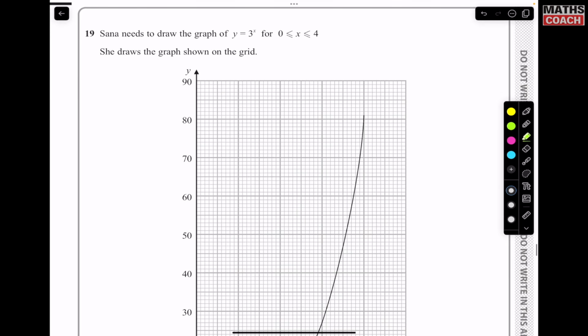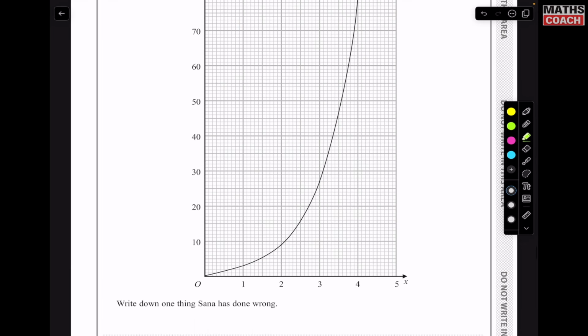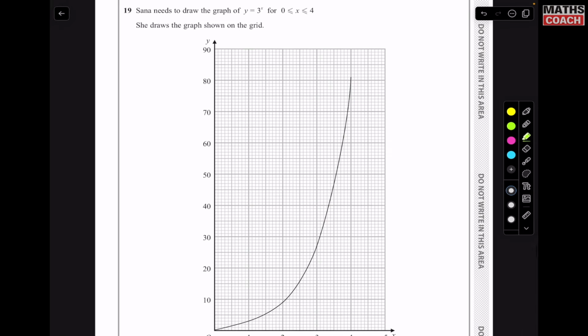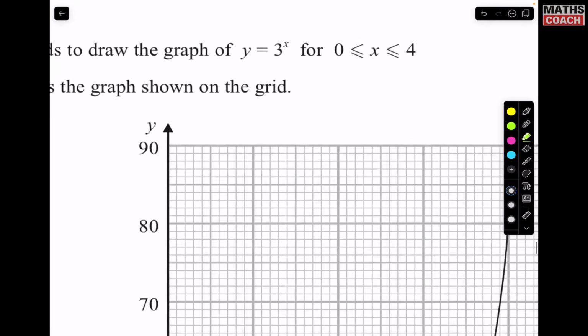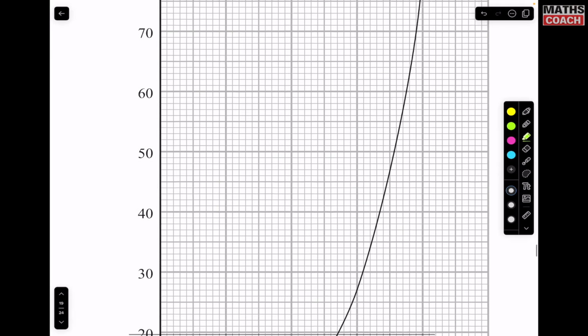All right, question 19. Sana needs to draw the graph of y is equal to 3 to the x. Between that, she draws the graph shown on the grid. Write down one thing Sana has done wrong for 1 mark. Okay, what's she done wrong? Right, that's an exponential graph between 0 to 4. Let's see what she's done.